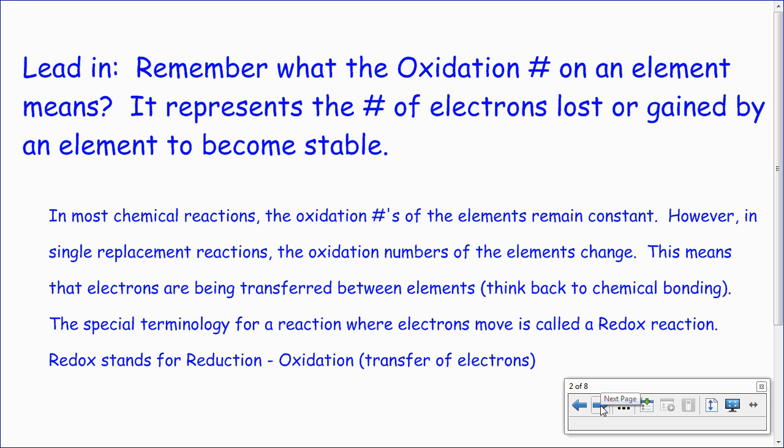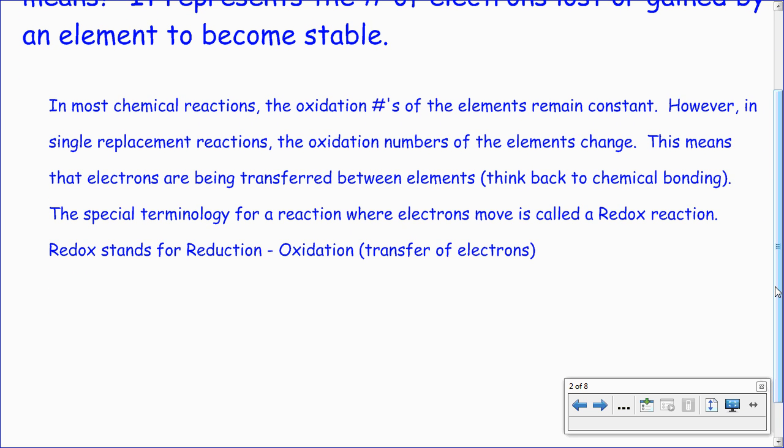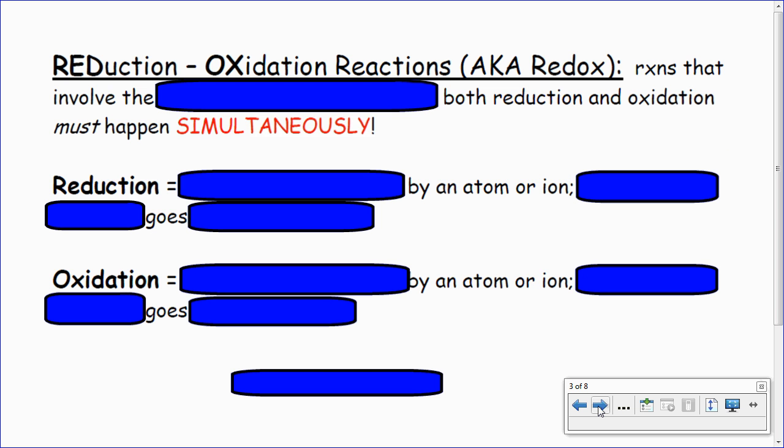The oxidation numbers on the elements are something that we studied at the very beginning of the year. Those represent the number of electrons lost or gained by an element to become stable. So in most reactions, like double replacements, the oxidation number doesn't change. But in single replacement reactions, the oxidation numbers of the elements do change. This means electrons are being transferred between elements. Think back to chemical bonding, when we had one element losing electrons and the other one gaining. So this is kind of a review from the beginning of the year under the new title, oxidation reduction.